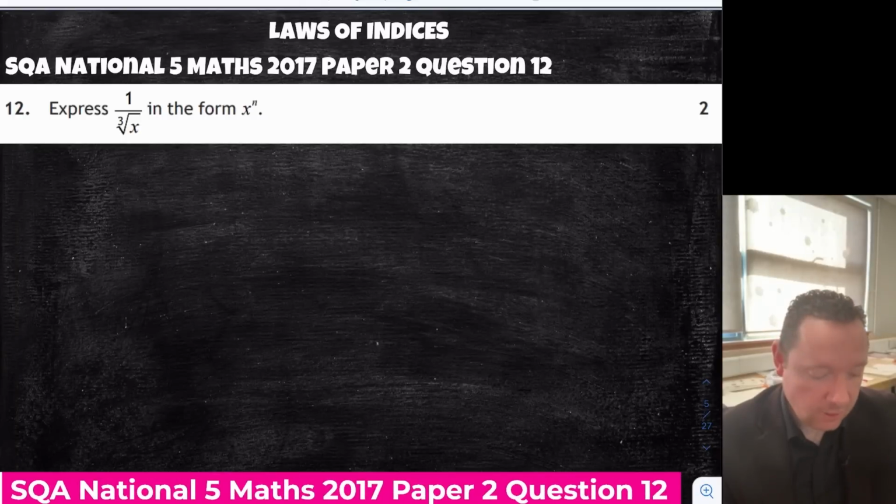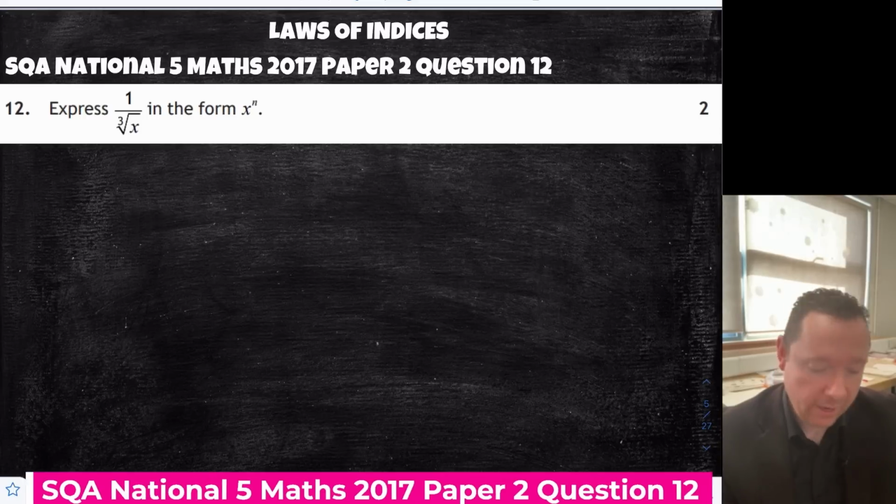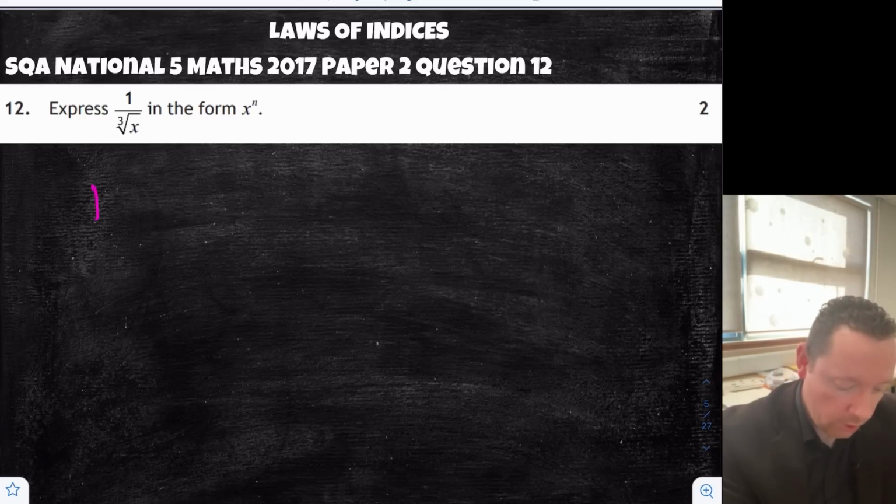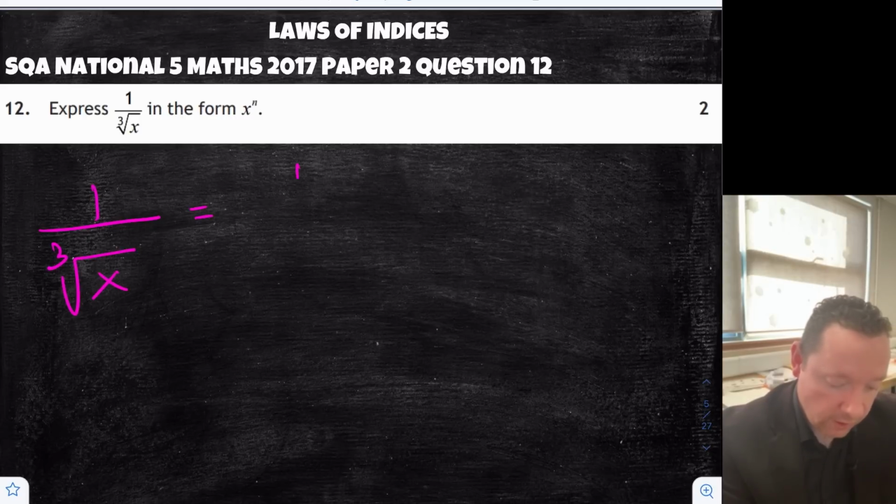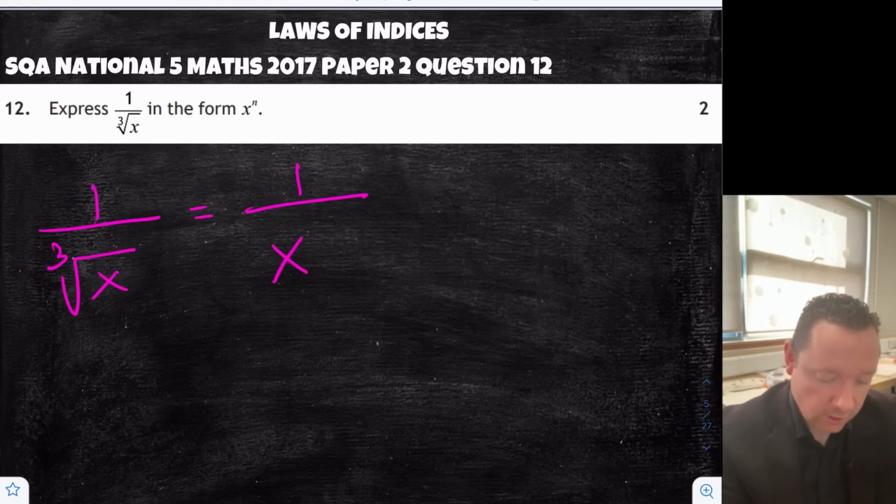Laws of indices. SQA National 5 Maths 2017 Paper 2 Question 12. Express 1 over the cube root of x in the form x to the power of n. So we've got 1 over the cube root of x. You need to know from your laws of indices that a cube root can be written as x to the power of a fraction. The fraction is 1 over 3, 3 from the cube root, and because x has got like an imaginary 1 here.